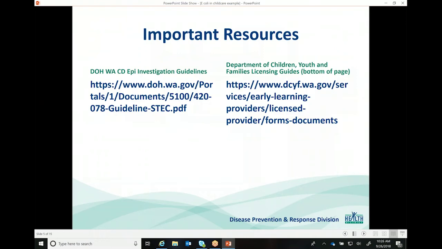And at the very bottom of the page on this link, you can find the licensing guides for both centers and in-home childcare settings. And these are really helpful and important in explaining the regulations that these settings have to follow, including the rules around hand washing and diaper changing and bleach solutions and cleaning and disinfection, et cetera. So I would really encourage you to consult those.